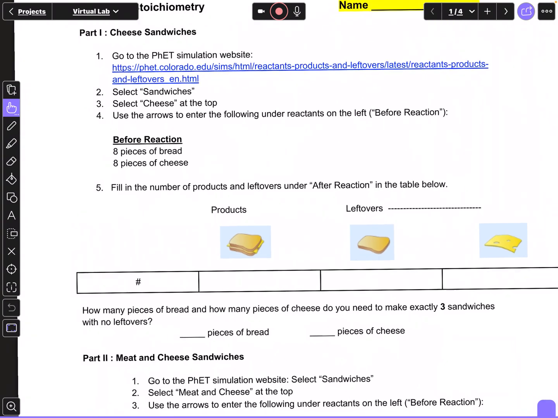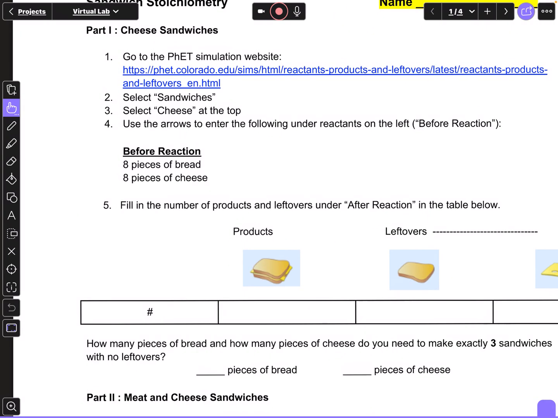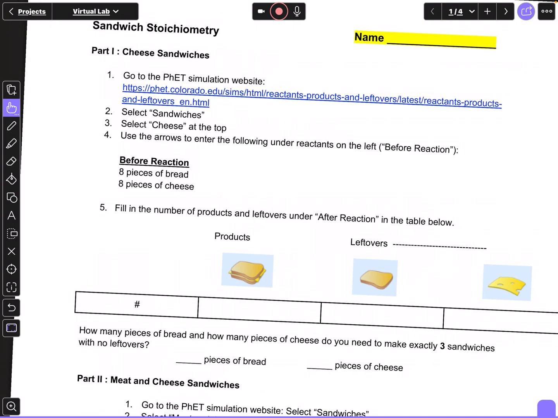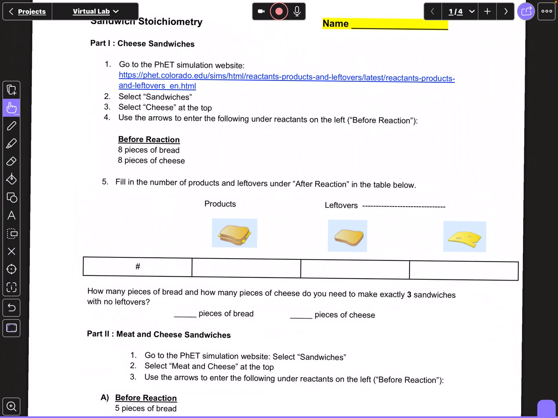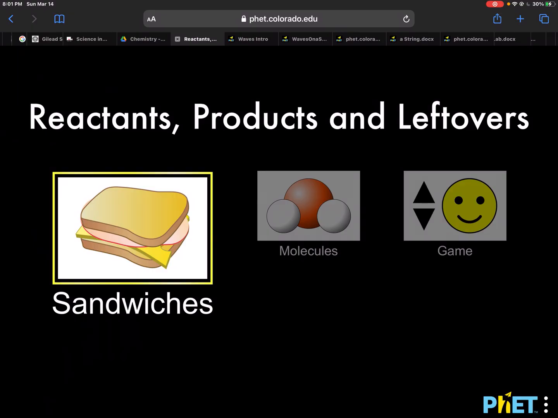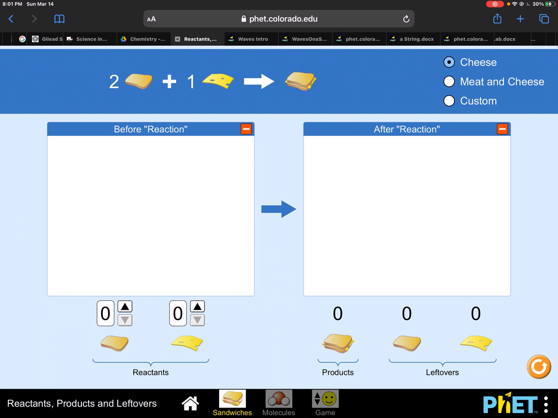It's going to tell you at the start to select sandwiches, then select cheese at the top. Use the arrows to enter the following under the reactants on the left, before the reaction: 8 pieces of bread and 8 pieces of cheese. Then I want you to fill in the number of products and leftovers under after reaction.